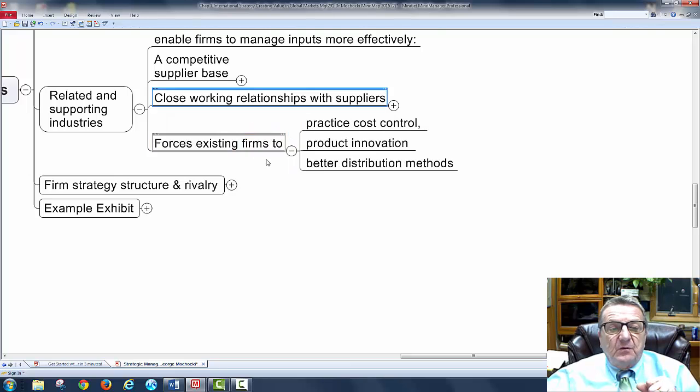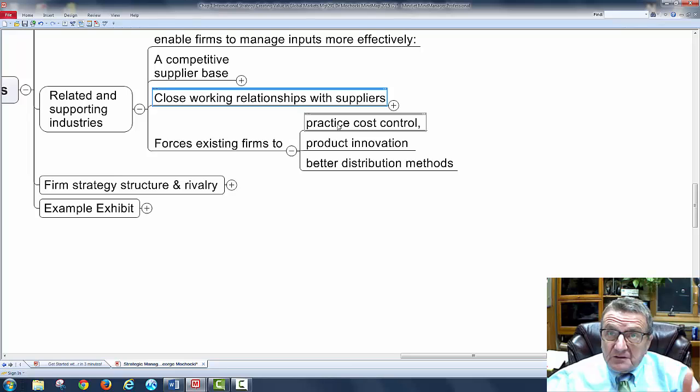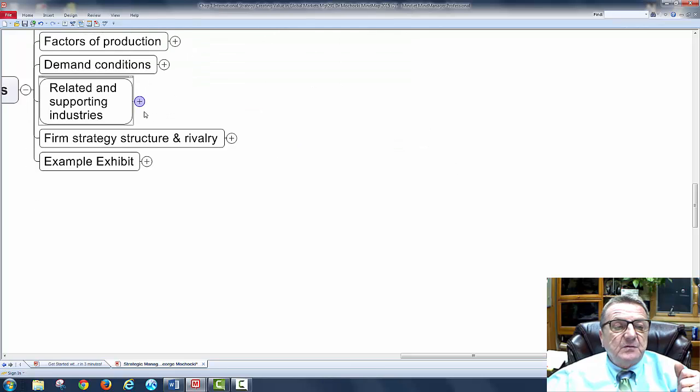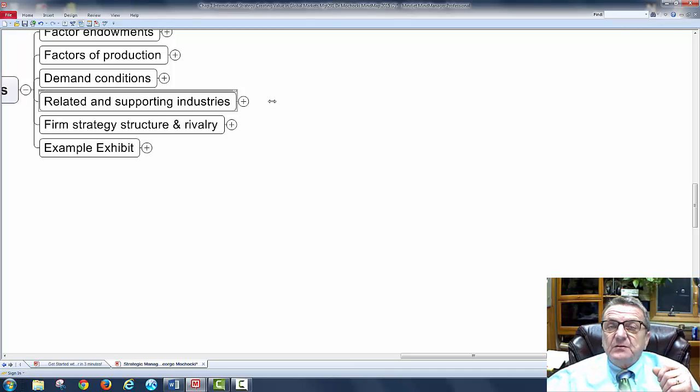Forces existing firms to practice cost control, product innovation, and better distribution. So if I'm looking at all these supporting industries, they do a lot. My suppliers and my vendors do a lot to support me. Next, firms' strategies, structures, and rivalry.